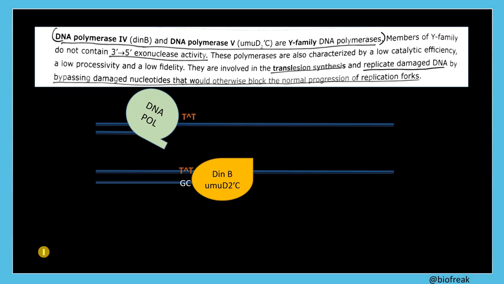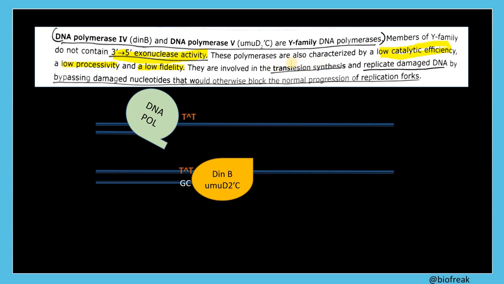DNA polymerase 4, that is DinB, and DNA polymerase 5, that is UmuD2C, are Y family DNA polymerases. Now the members of Y family do not contain any 3' to 5' exonuclease activity. That means they do not have any proofreading activity. These polymerases are also characterized by low catalytic efficiency. Then they have low processivity and low fidelity, because they do not have any proofreading activity.